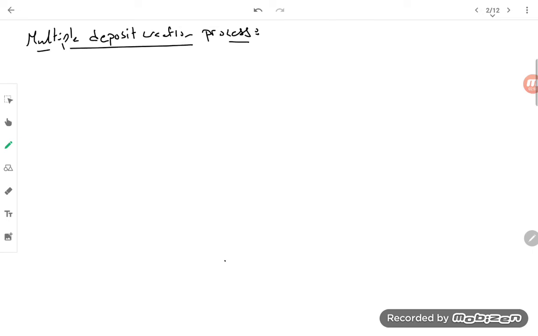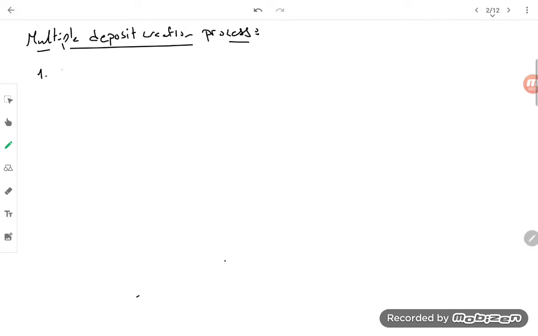In order to be able to understand the process of deposit creation in the banking sector, there are a number of assumptions in order to simplify the creation process.